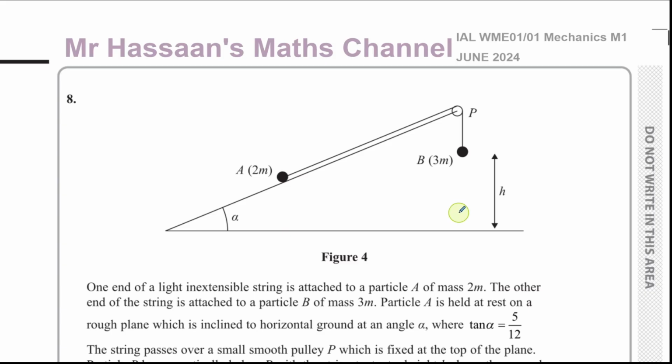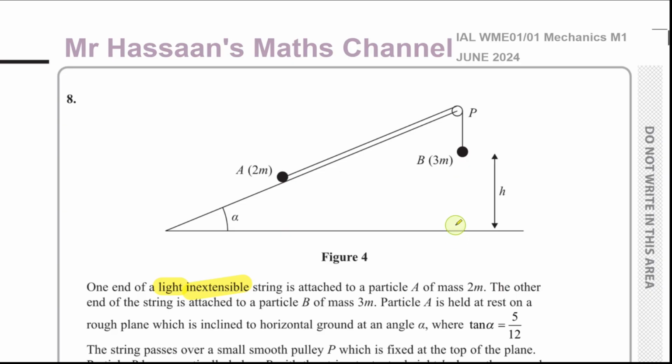It says one end of a light inextensible string is attached to a particle A of mass 2m. So we have a light inextensible string. Light means we can ignore its mass, and it also means that the tension throughout the string is the same all the way. Inextensible means the string does not stretch, and the particles that are attached to it have the same magnitude of acceleration and the same magnitude of velocity.